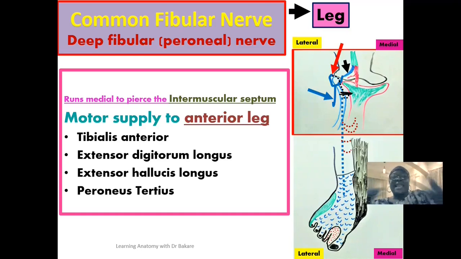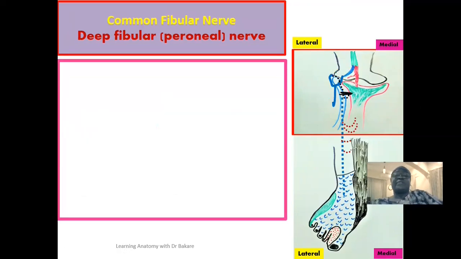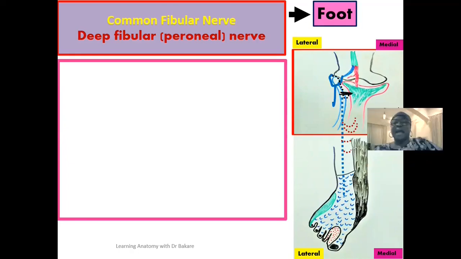And we've tried to highlight how the deep fibular nerve, or the deep peroneal nerve, is able to access the anterior compartment of the leg. So these are the branches that emerge from the deep fibular nerve, or the deep peroneal nerve, along the leg. Driving further on the deep fibular or deep peroneal nerve in the foot region, we know that after the leg, of course, the next region is the foot. So let's see what happens to the deep fibular nerve around the foot region.